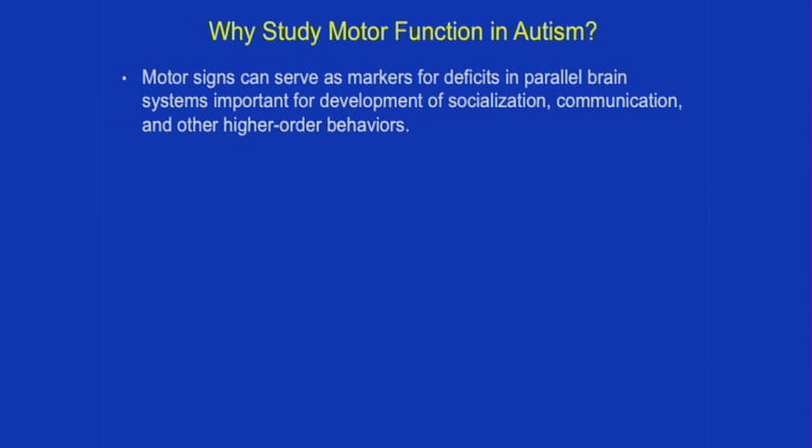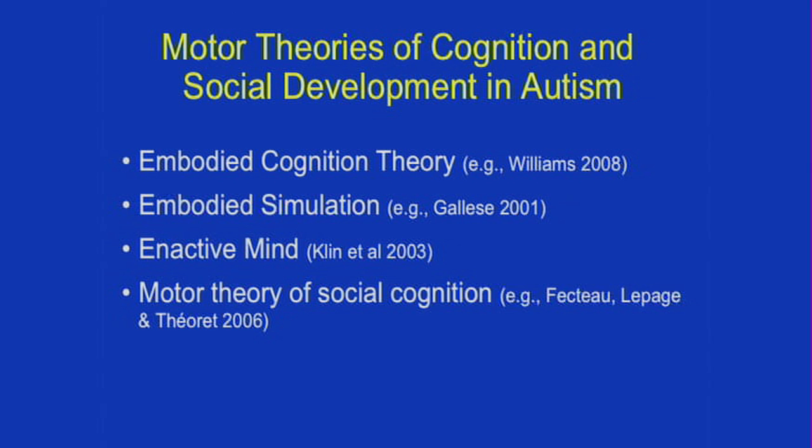And therefore, we can get a handle on what's going on within these higher order systems by looking at the motor system. I want to just briefly shout out these various notions of embodied cognition, simulation, active mind, and motor theories of social cognition, that have all emphasized that we build these cognitive and behavioral constructs on these motor systems, or more precisely, perceptual motor coupling.